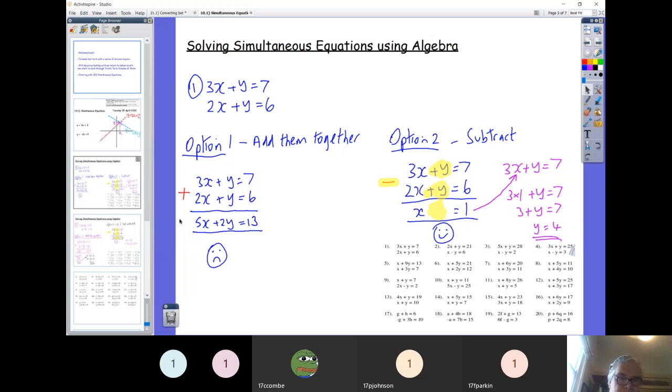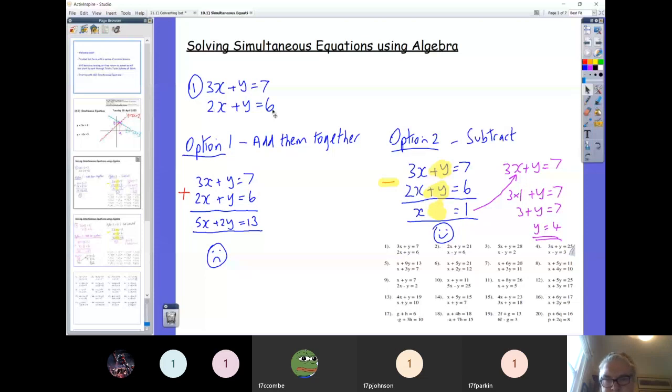Now that's mathematically correct. That's not wrong. That is correct maths, but it hasn't got us anywhere. We haven't got rid of either x or y, so it just hasn't served any purpose. However, what would have happened if we'd subtracted instead of added? So we're now going to subtract the bottom one away from the top one.